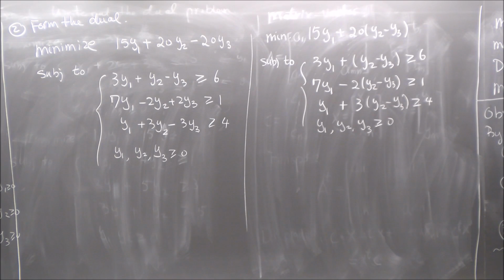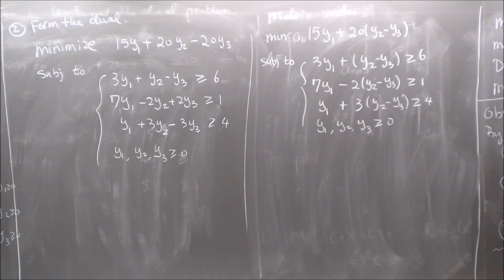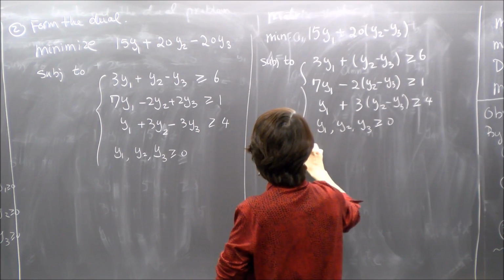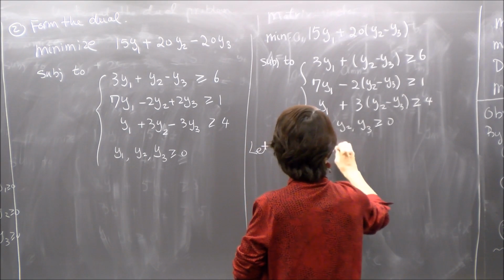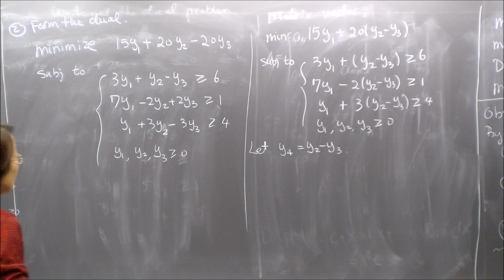Now I see y2 and y3 only appear in this form, meaning what matters to this problem is the quantity y2 minus y3. Is that right? Not y2, y3 on their own. It's this quantity that matters. How about I call this a new variable? Will that be okay? Should I call this y4, which is simply y2 minus y3? Can I do that? Well, I can. I can call it anything.